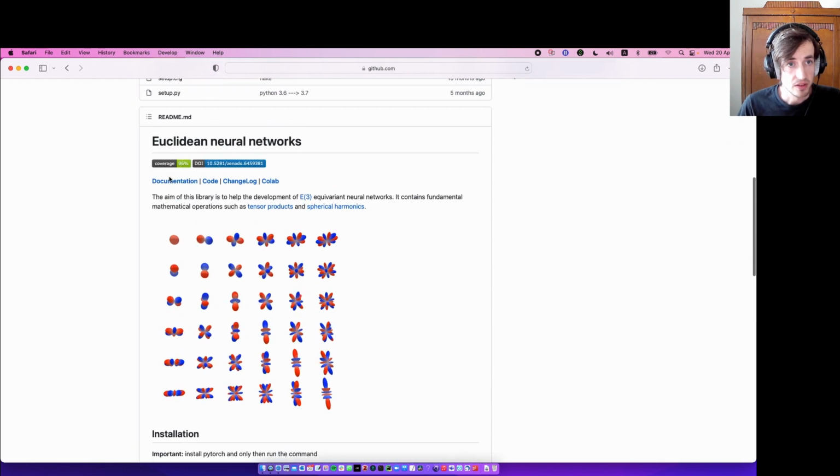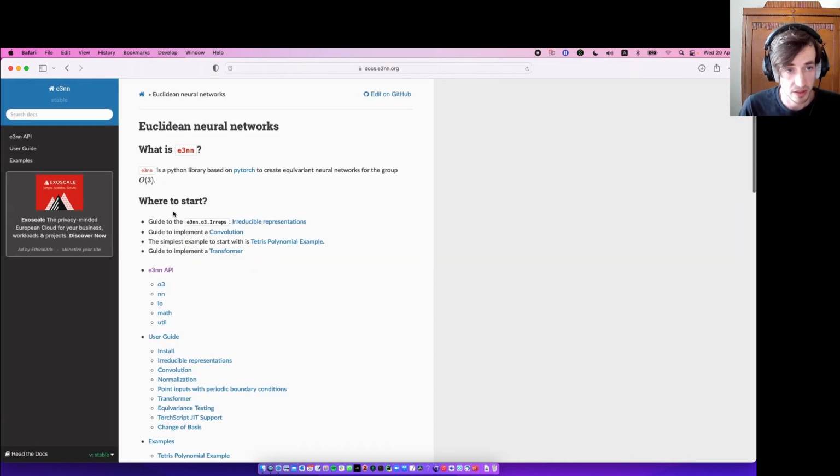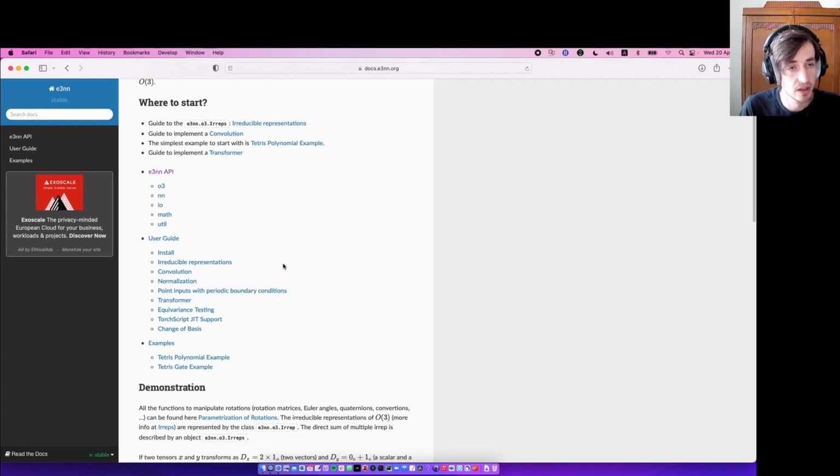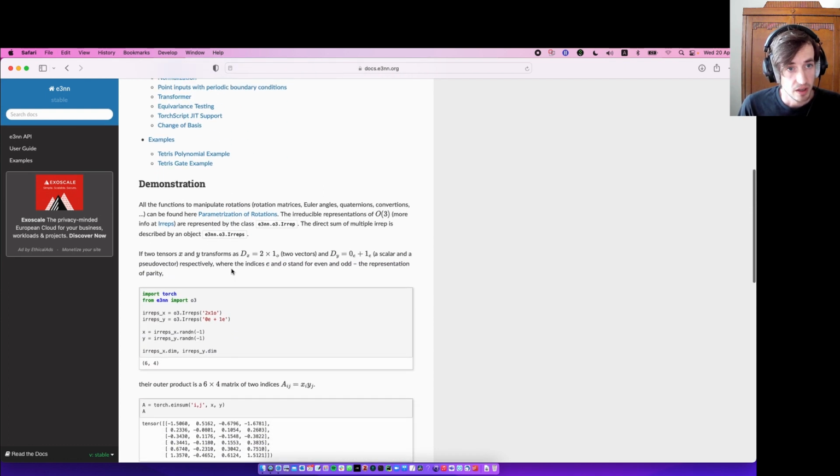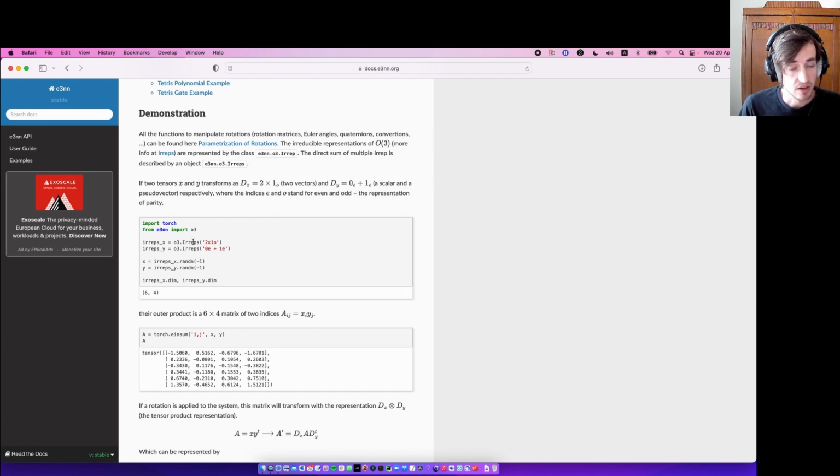Let's have a look at the documentation. Okay, it's really nicely documented. It already talks about irreducible representations, convolutions, and building your own transformer or convolutional neural network with this. The API talks about representations of O3, some neural network layers, and a demonstration of how to get started. This is also working in a similar way to the ESCNN or E2CNN library, where you need to specify the input and output representation type, and then the code takes care of the manipulations.